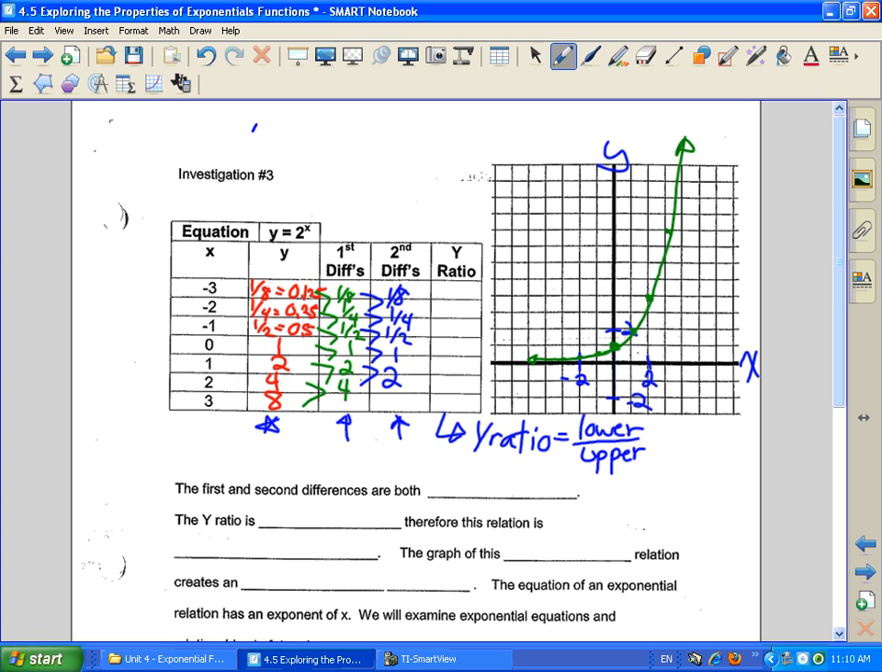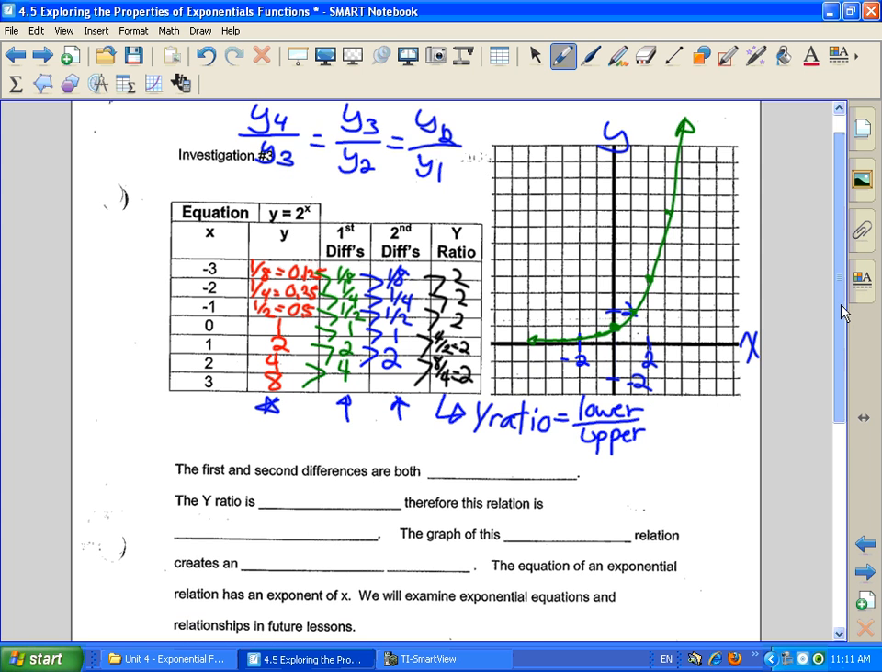So basically you're going to take y to the 4th divided by y to the 3rd, which should equal y to the 3rd over y to the 2nd, which should equal y to the 2nd divided by y to the 1st. Okay, so I'll show you with a little bit of work here just so you can see. So we're going to take this and we're going to go right from here and we're going to go 8 divided by 4 equals 2. 4 divided by 2 equals 2. Okay, so you realize that your Y ratio in each case is the same. So that's how you can tell from a table of values if you have an exponential function.